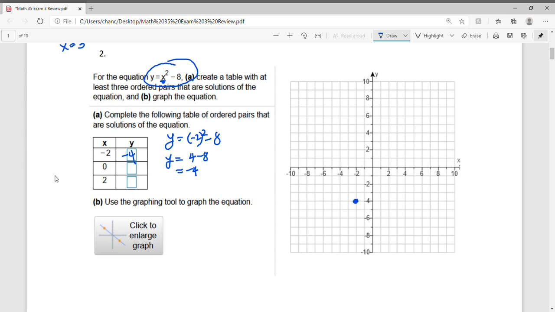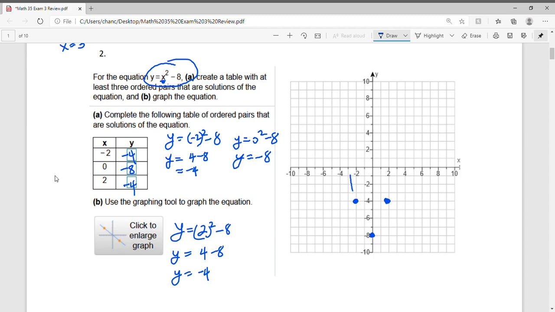We could do it again. We could plug in a 0 this time. We have y equals 0 squared minus 8. This simplifies to y equals negative 8. Then we could plot (0, -8) on the graph. For the last ordered pair, we're going to substitute x equals 2: y equals 2 squared minus 8, and 2 squared is equal to 4. 4 minus 8 is equal to negative 4. Let's plot (2, -4) on the graph.